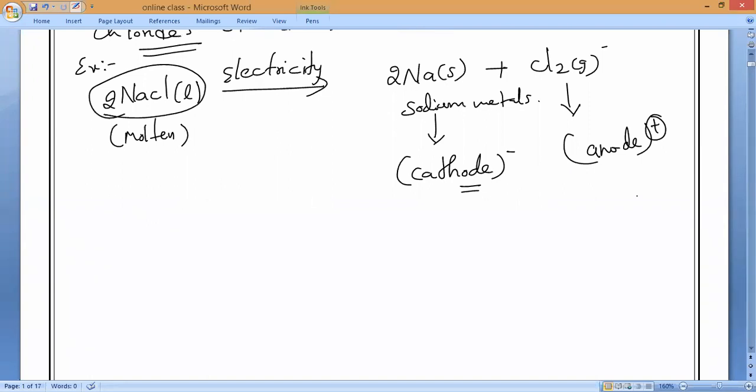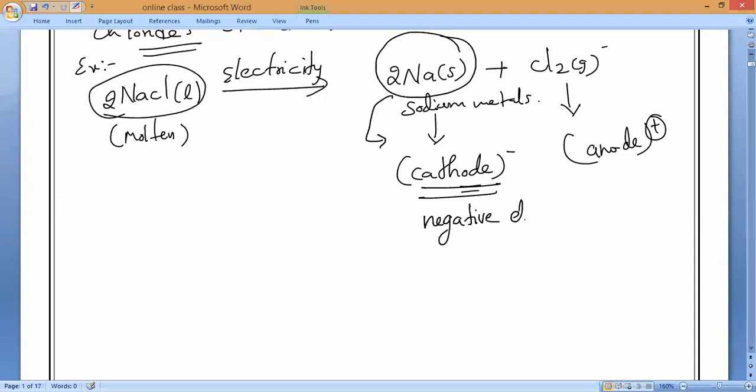Also remember, whatever metal is produced in the electrolysis process, it will be produced at the cathode. Is the cathode the negative electrode or positive electrode? It is the negative electrode. Kindly all of you remember this. And this is the example of that. Like this, electrolysis of molten sodium chloride gives us sodium metal, so it is extracted by electrolysis of molten sodium chloride.